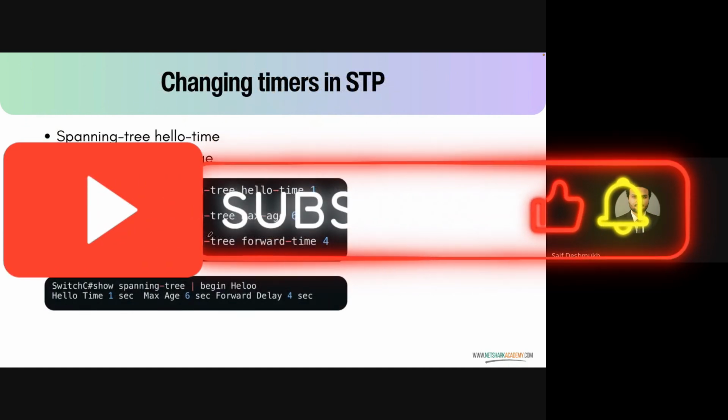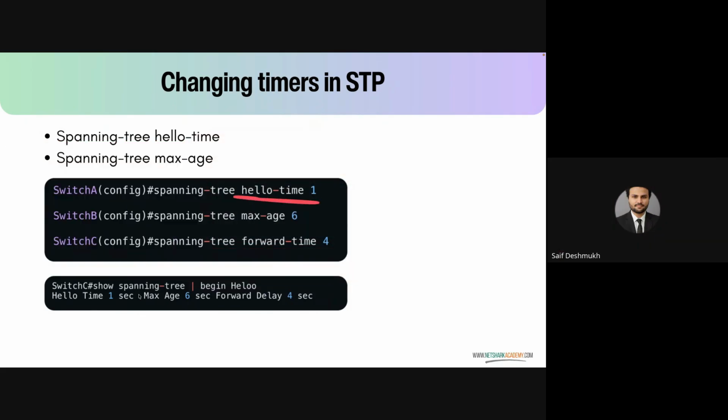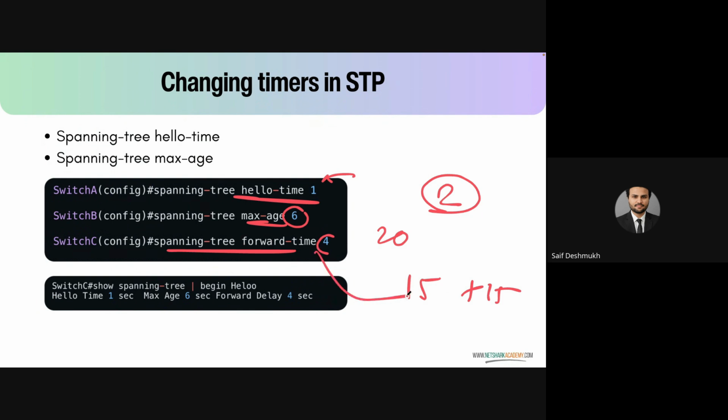How do we change the timers in spanning tree? You want to change the hello timer? The command in global configuration mode is spanning-tree hello-time and whatever time you want to set. At least 2 seconds is the default one. Max age is 20 seconds. Forward delay is 15 plus 15. But you can change them in one go. Max age you can set to at least 6. Spanning-tree forward-time is 4. This is the forward delay, this one.